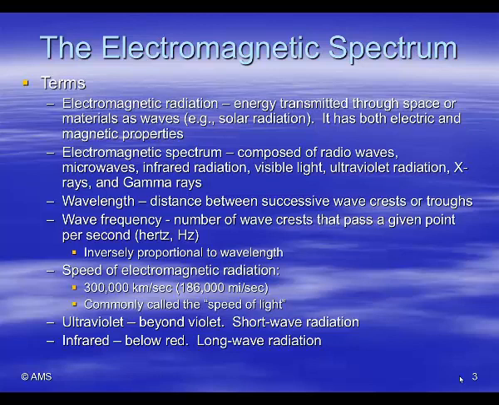When we talk about light, we're usually familiar with the visible spectrum, so the colors red and blue and purple and green. We also have ultraviolet, that's shortwave radiation, and it means beyond violet. And infrared means below red. This is long wave radiation.